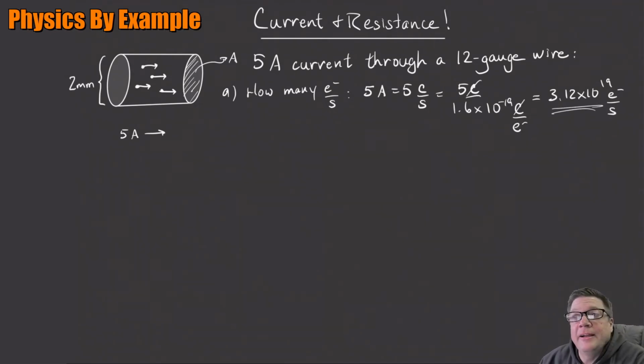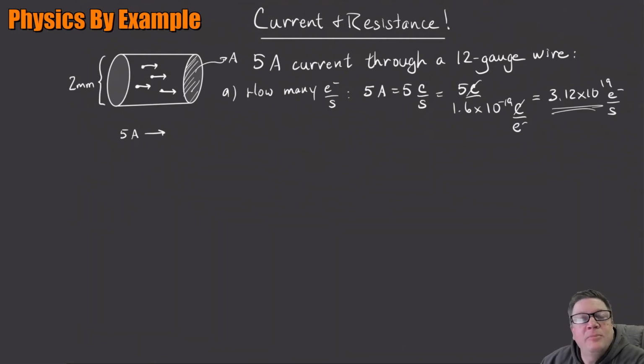So going through the wire are, let's see, what is that? 312,000 trillion, 331 million trillion electrons per second. The number doesn't matter, or naming the number doesn't matter. Anyway, it's a lot of electrons per second running through the wire.